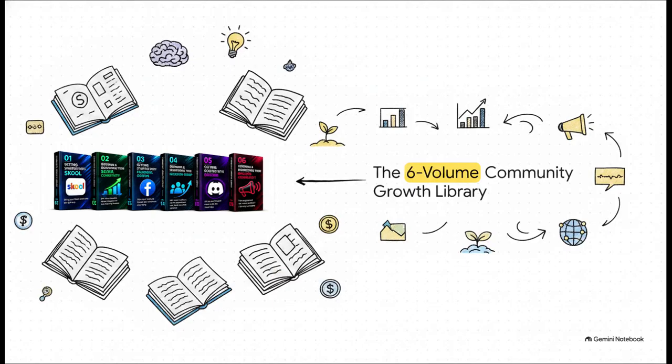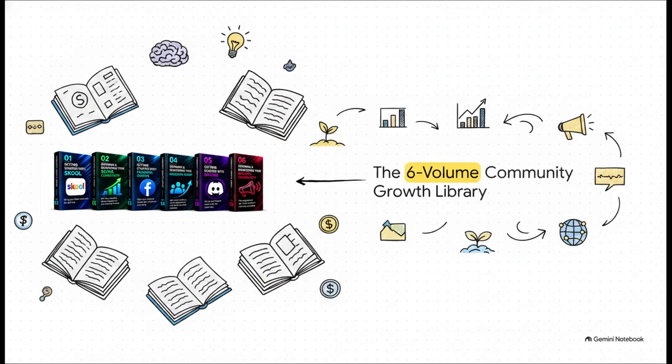Okay, just to give you an idea of the sheer scale of the source material we're looking at today, this is the 6-volume Community Growth Library. This isn't just some quick weekend read or flimsy PDF pamphlets. This is an incredibly massive, detailed blueprint. It spans multiple platforms, everything from Skool to Discord, and literally covers everything a digital entrepreneur needs to build an empire completely from scratch.